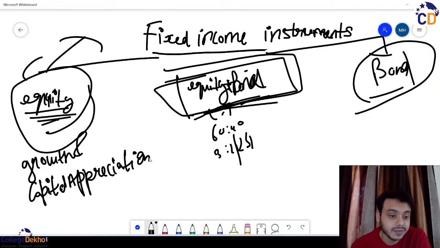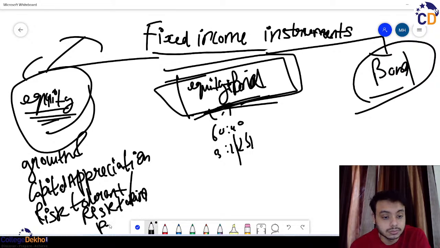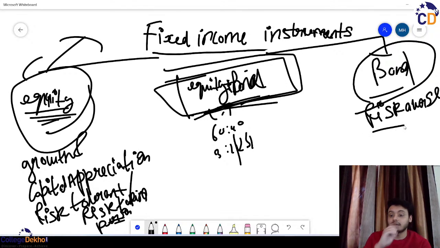And what type of investor can be here? It can be a risk tolerant investor who likes to take risk in the market, or a risk taking person. Here for bonds, you can have a risk averse person. A risk averse person is someone who does not like to take more risk and wants safety of his investment.